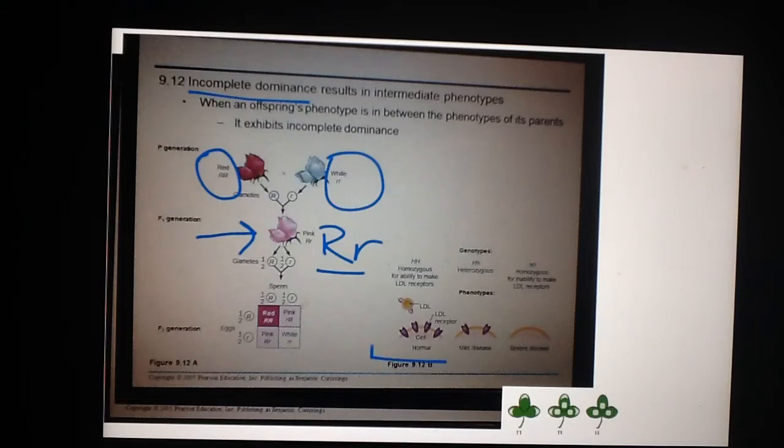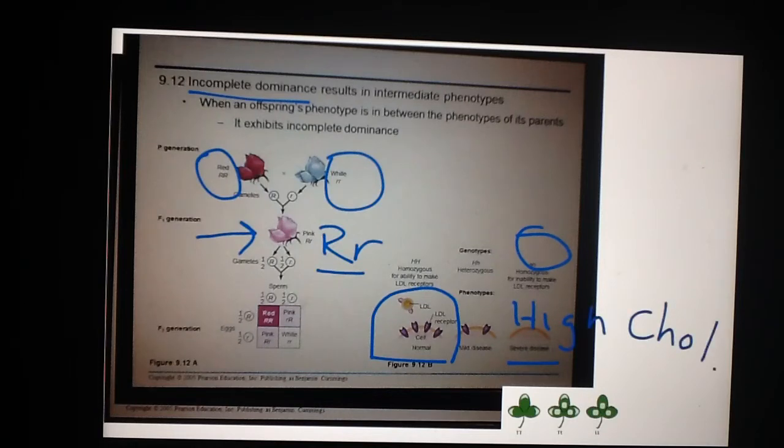A normal person has lots of LDL receptors, and so they take in cholesterol. Now, if you are homozygous recessive, you have no receptors, and so you have high cholesterol. And as we all know, high cholesterol creates health risks. However, if you're heterozygous, rather than having the normal amount, you have somewhere in the middle, between a lot and none. You have a few, and so you have a mild case of the disease.